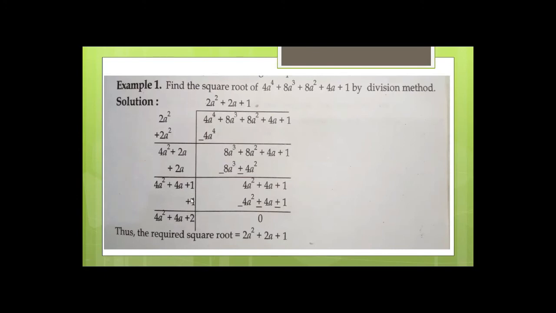And here multiply and write here. When 1 multiplies by 4a square, you will get 4a square. When 1 multiplies by 4a, you'll get 4a. 1 ones are 1. Now before subtracting, we will change the sign. So plus minus will cancel each other, in all three terms. So the square root is 2a square plus 2a plus 1. Hope you'll get the process, all 5 steps.